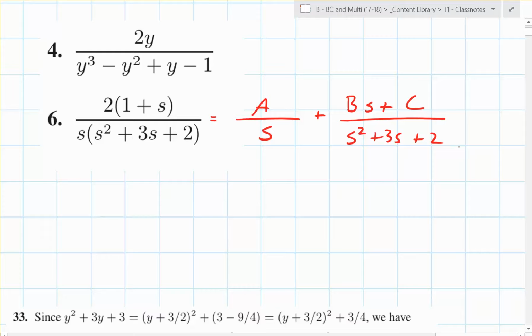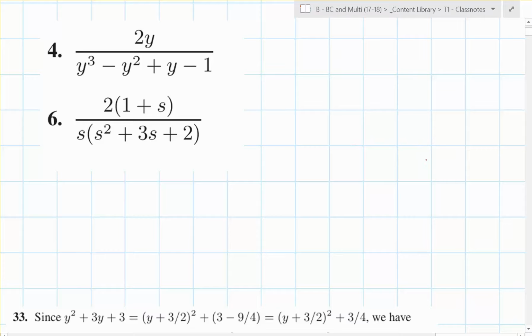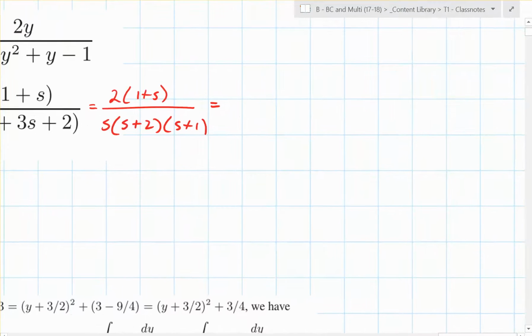Now why is it like that? Like this? But it's easier to do what first? Factor. So you have 2 times 1 plus S over S times what? S plus 2 times S plus 1. So what are you trying to split this into? A over S plus B over S plus 2.